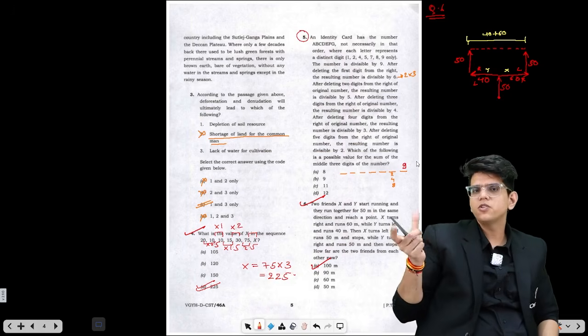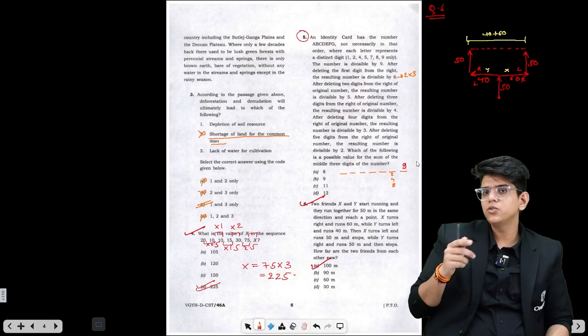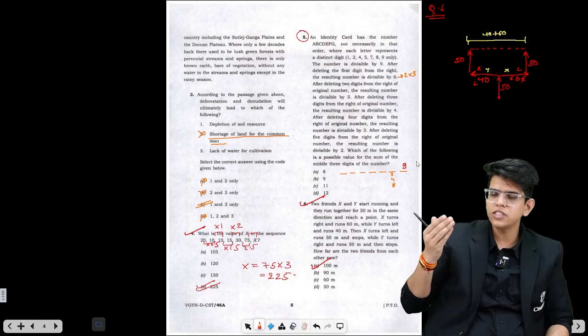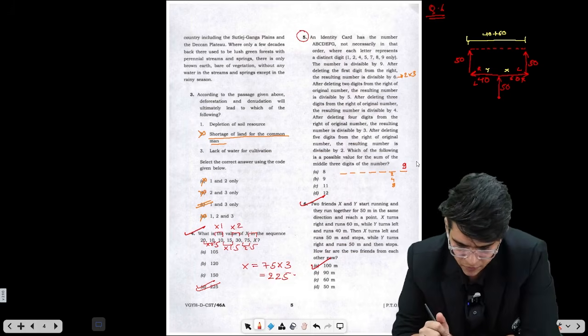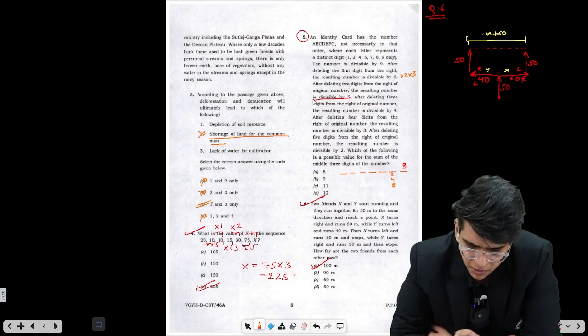The first number was divisible by 9. Now the remaining number is divisible by 3. That means you can remove the number which is only a multiple of 3. The only multiple of 3 is 9 here. This is done. After deleting 2 digits from the right of the original number, the resulting number is divisible by 5.